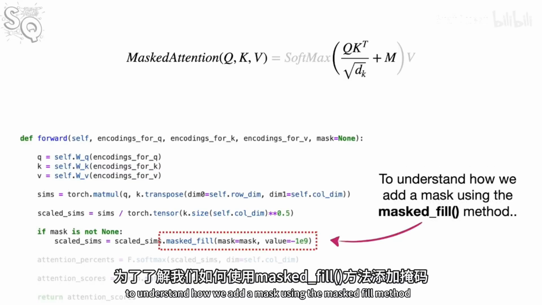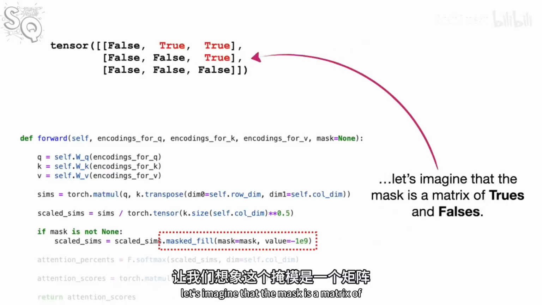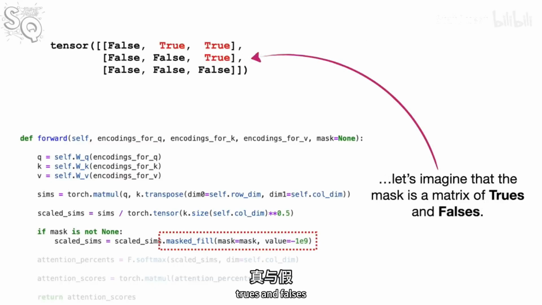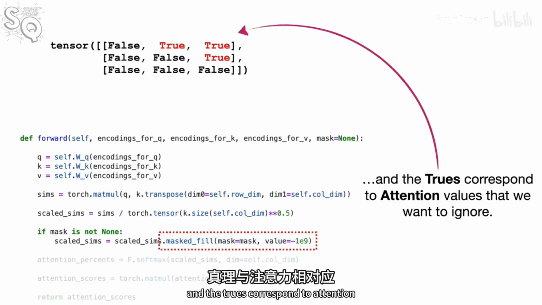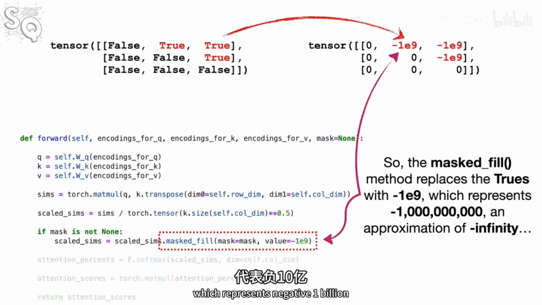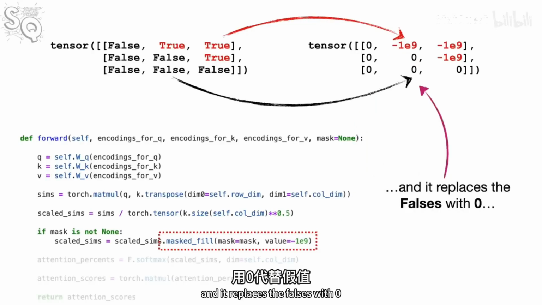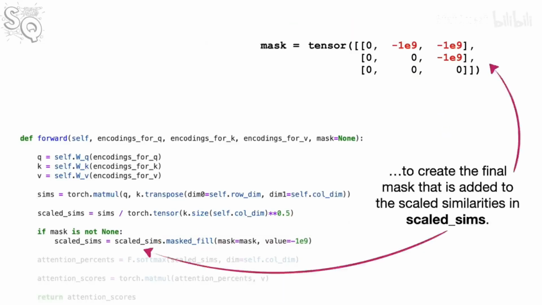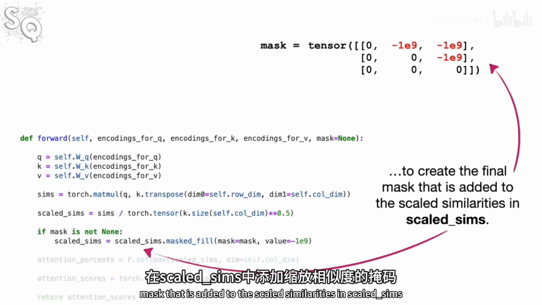To understand how we add a mask using the masked fill method, let's imagine that the mask is a matrix of trues and falses. And the trues correspond to attention values that we want to ignore. So the masked fill method replaces the trues with -1 times 10 to the 9th, which represents -1 billion, an approximation of -infinity, and it replaces the falses with 0 to create the final mask that is added to the scaled similarities in scaled sims.